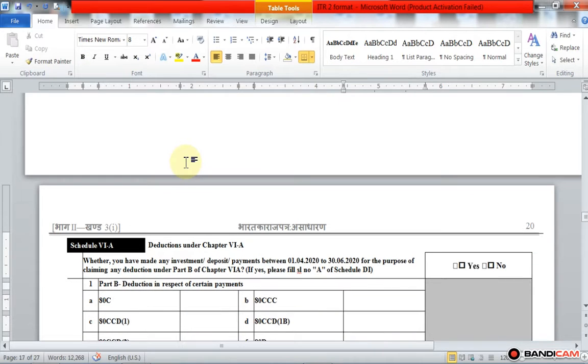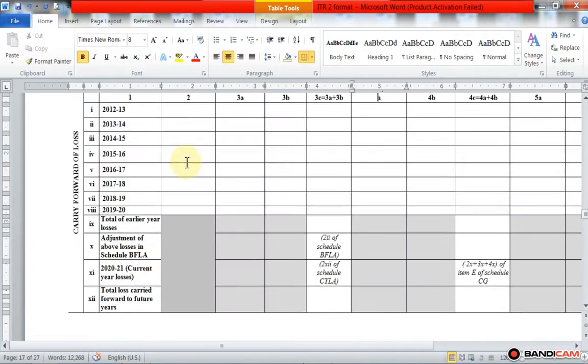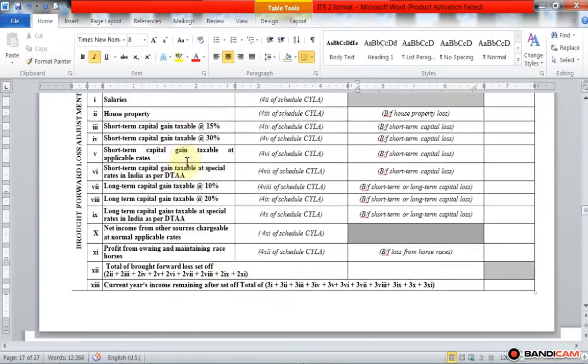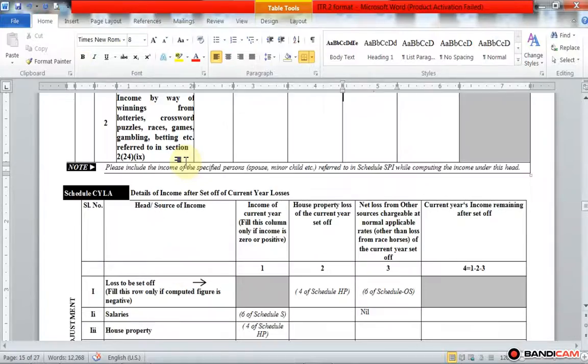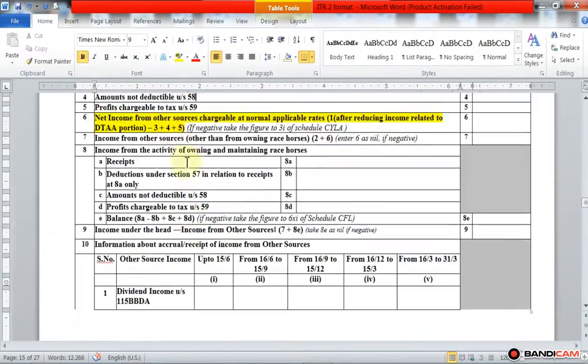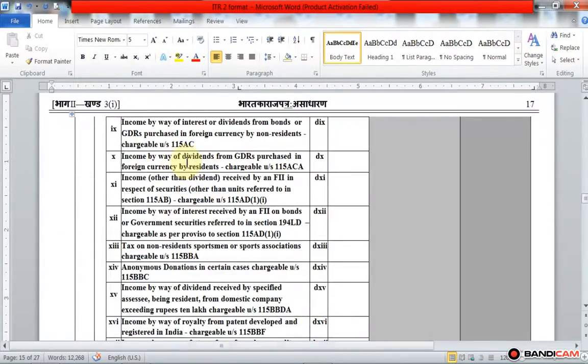Then Schedule 4A, deduction under Chapter VI-A. This deduction under Chapter VI-A we will discuss in our next lecture. Got it? So again we revise the carry forward and set off of losses, as well as other income.